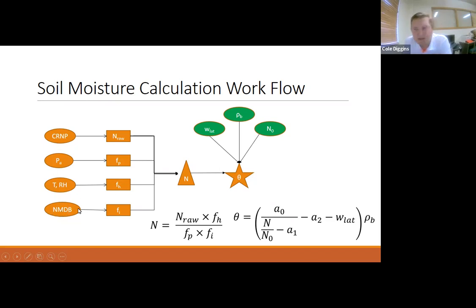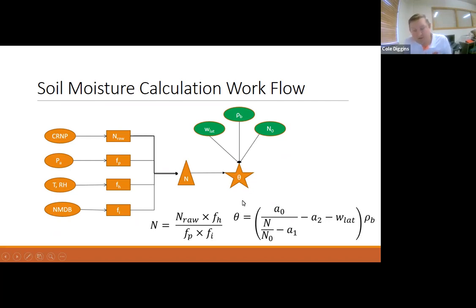And this NMDB stands for the International Neutron Monitoring Database. So this is an international database of neutron monitors which detects the incoming amount of cosmic ray neutrons, and then we correct, and this is our neutron intensity correction factor. So then we can take all of these correction factors and our raw counts, and we can use this equation to develop our corrected neutron counts. And then we can put these corrected neutron counts into our calculation of theta.